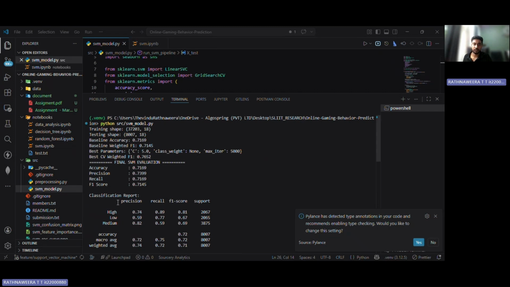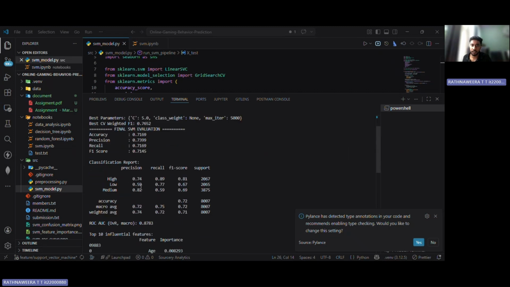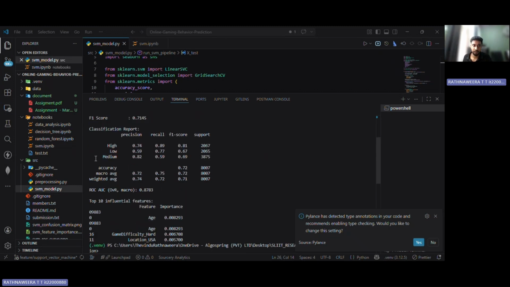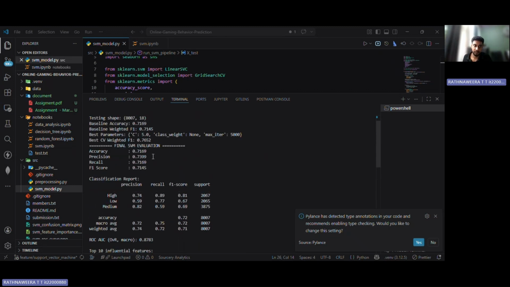The accuracy is 71%, which means out of 100 predictions, about 71 are correct. You can see the final SVM evaluation result on the terminal. Accuracy is 0.77. Accuracy is 71%. Precision is 73%. Recall is 71%. F1 score is 71%.